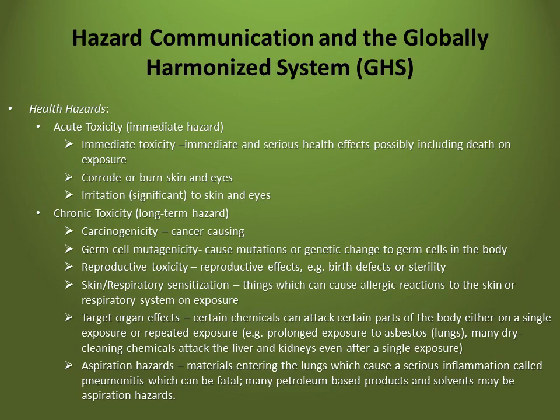Target organ effects. Certain chemicals can attack certain parts of the body, either on a single exposure or repeated exposure. For example, prolonged exposure to asbestos affects the lungs. Many dry cleaning chemicals attack the liver and kidneys even after a single exposure. Aspiration hazards. These are materials entering the lungs which cause a serious inflammation called pneumonitis, which can be fatal. Many petroleum-based products and solvents may be aspiration hazards.